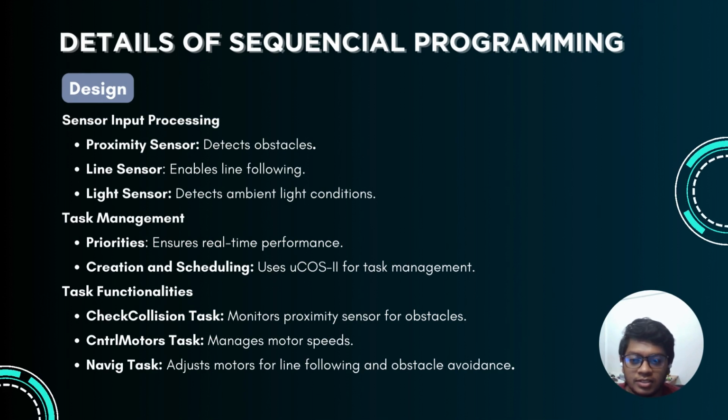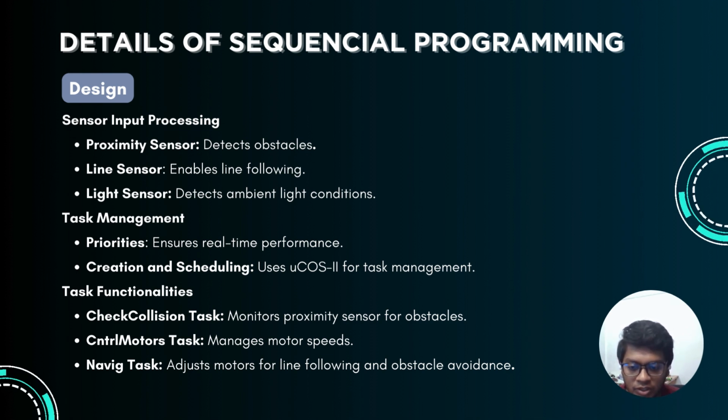The next one is design. We have sensor input processing, task management, task functionalities, and real-time execution. For sensor input processing, we have a proximity sensor to detect the obstacle and a line sensor to enable the line following. For task management, we have priorities to ensure the real-time performance, and we schedule the functions for task management.